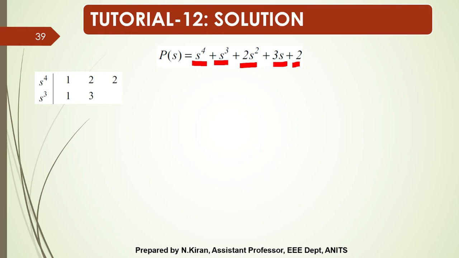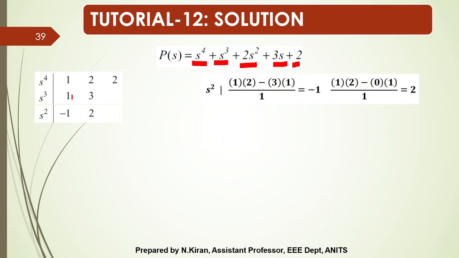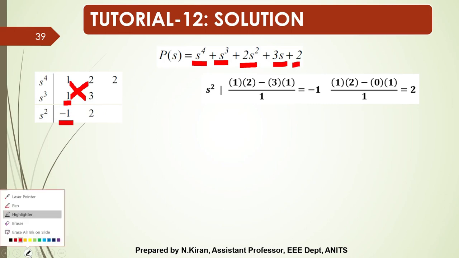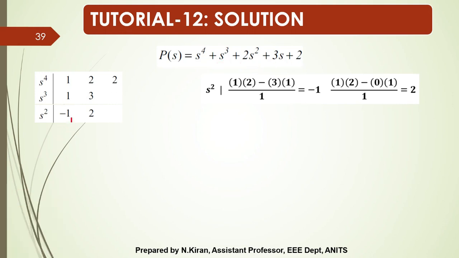Next, finding the elements corresponding to the row s square using the formula: 1 into 2 minus 3 into 1 divided by 1, which will give me minus 1, and that is the first element corresponding to the row s square. The next element can be obtained.